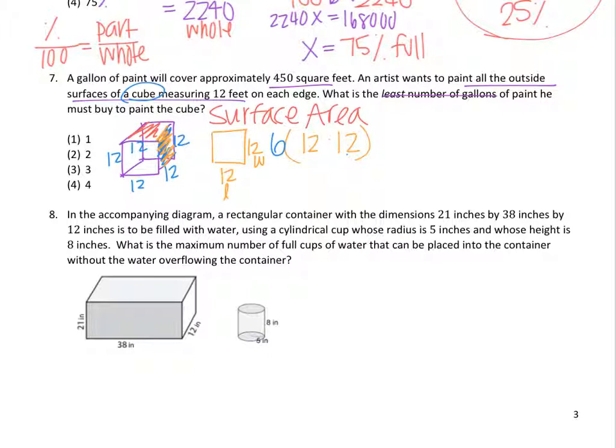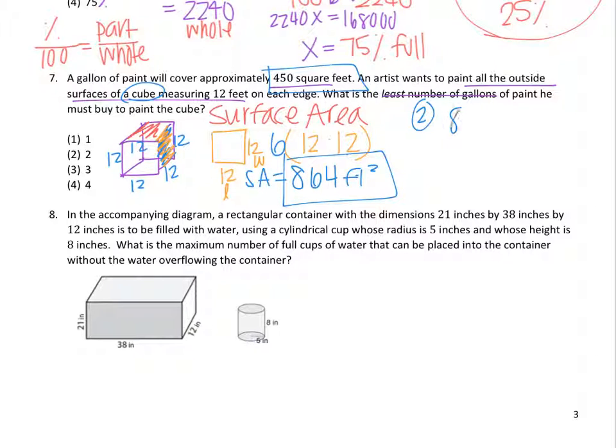And that gives us 864. That's for surface area. But we're trying to figure out how many gallons of paint we need. This is feet squared because we had 12 times 12 feet. Feet times feet gives you feet squared. So our second step is to figure out the number of gallons. Each gallon covers 450 square feet, and we need to cover 864 square feet. So we're going to take 864 and divide it by 450.